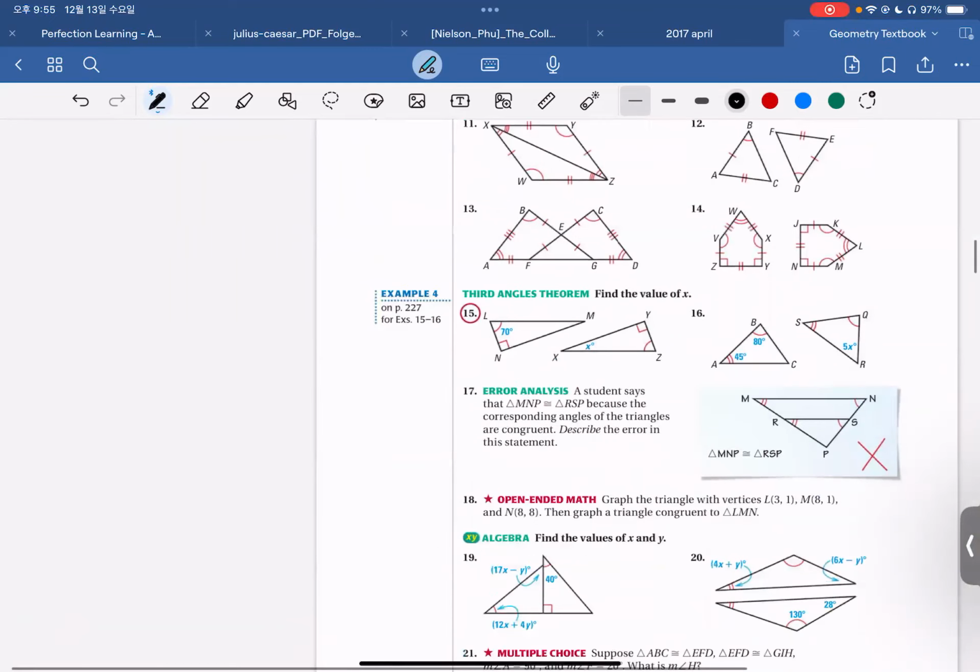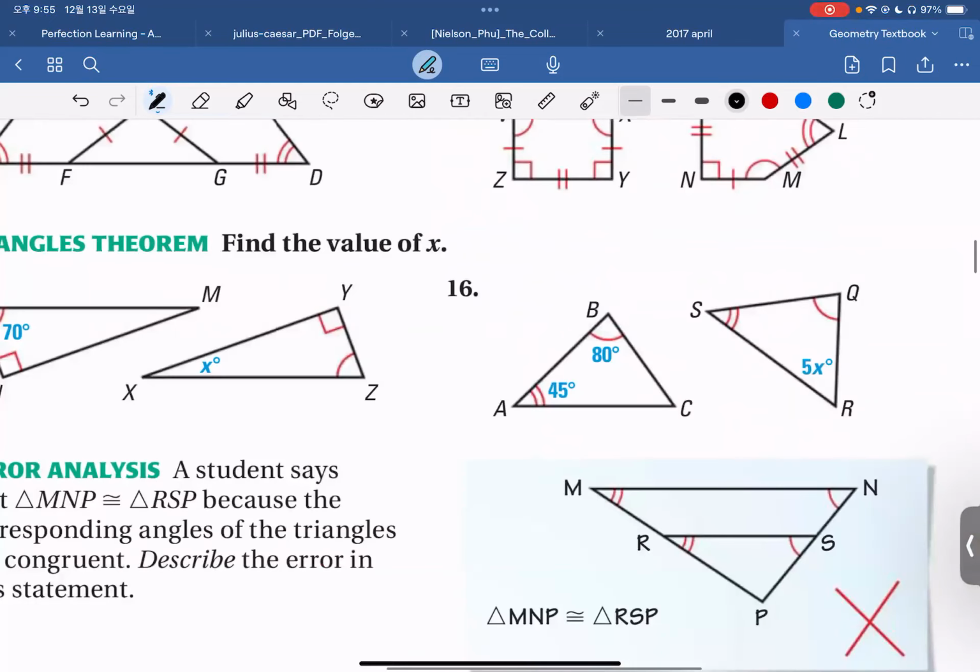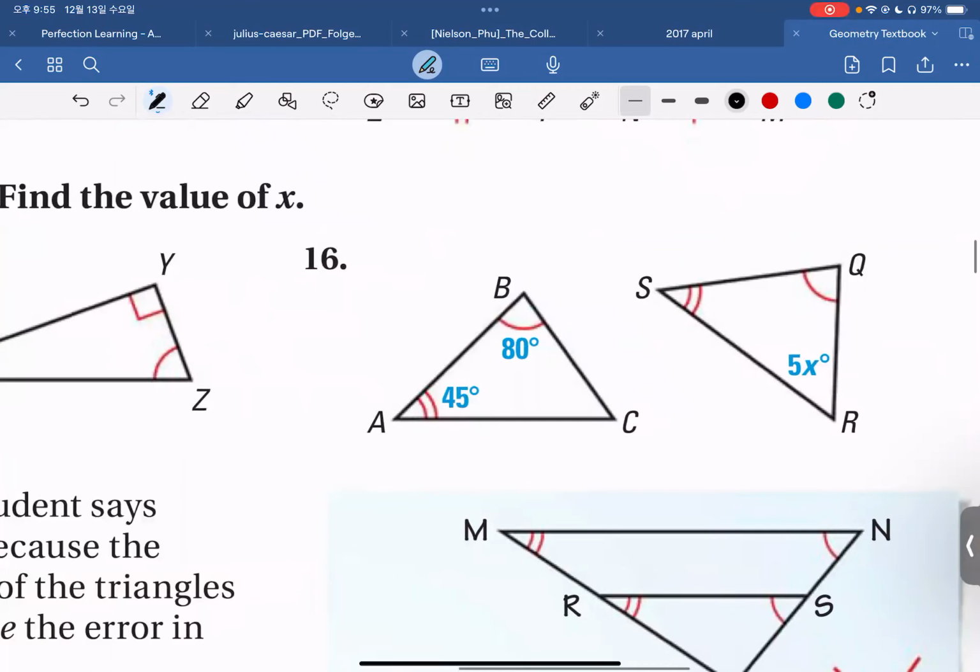Here, if you're trying to find the value of x, because you know that 80 plus 45 plus 5x is 180 degrees, you can solve this by just solving it. So x is 11, and here the value would be 55, right?